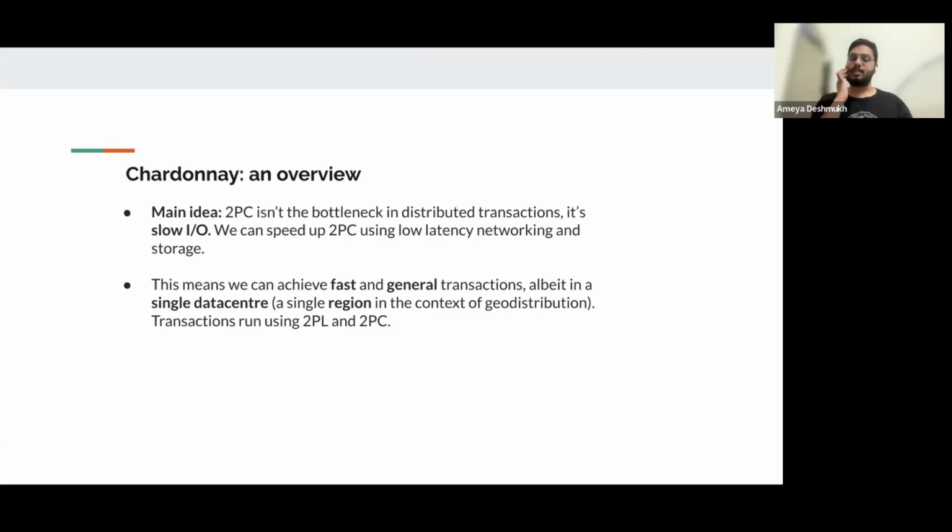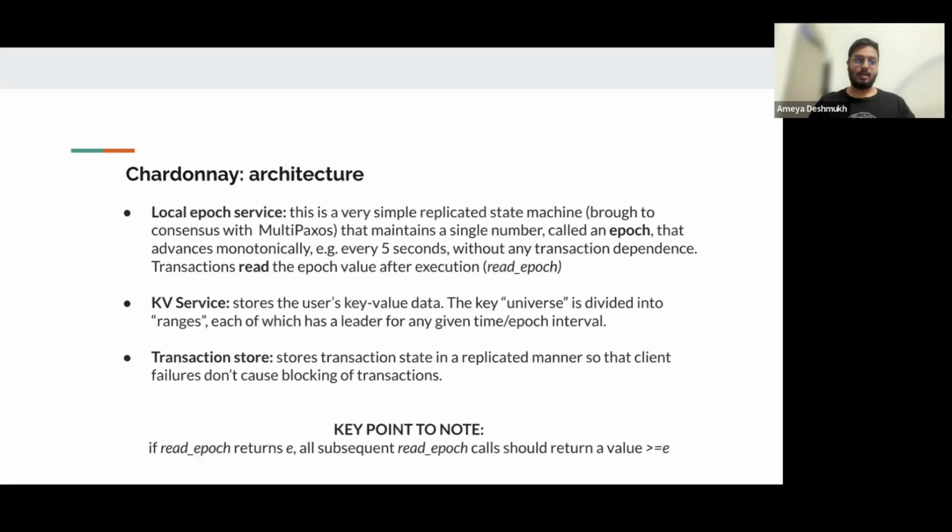So what this means is we can achieve fast and general transactions, but at least in Chardonnay, we do that in a single data center or a single region, is what it is called in the context of geo-distribution. There's no fancy stuff to be done, so transactions execute and run using two-phase locking and two-phase commit. So yeah, the architecture is also pretty simple, I'd say.